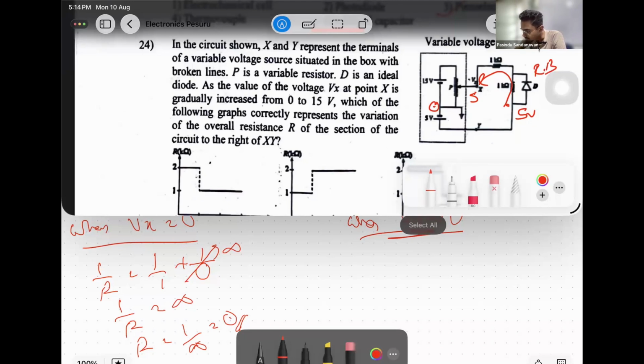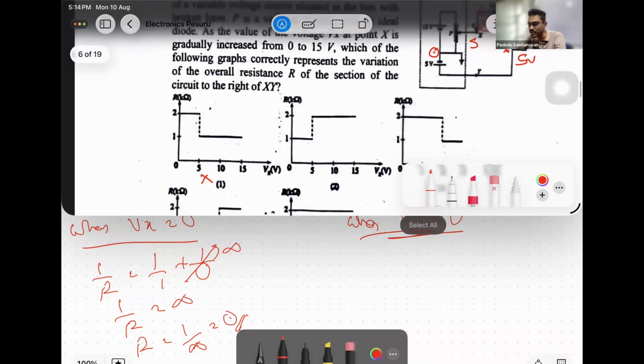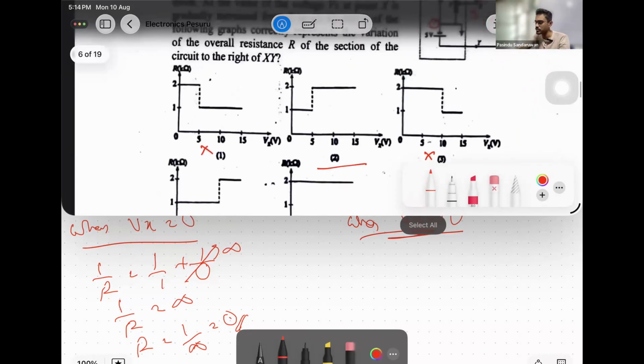If the diode is reverse biased, resistance is infinity. If the resistance is infinity, no current is going to go through the infinite resistor, then current flows through these two like this. Then 1 and 1 means resistance becomes 2. Resistance becomes 2 just after 5 volts, right? Which means the only possible answer is 2, right?